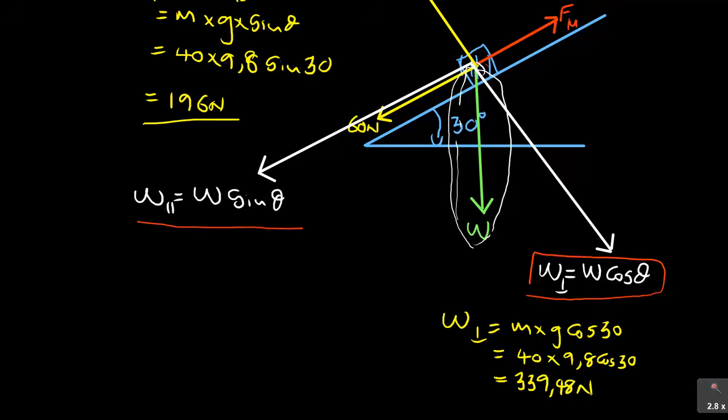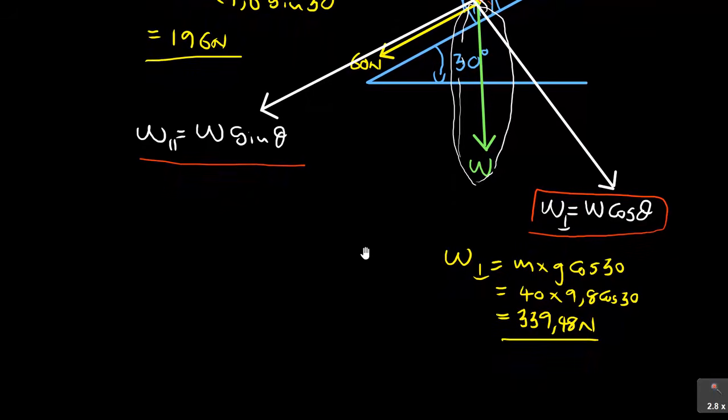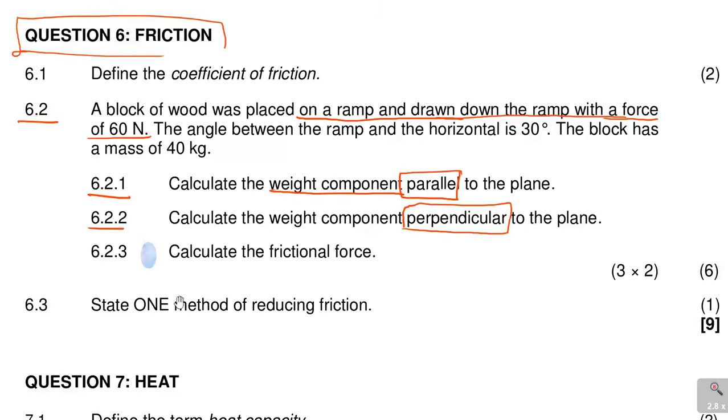So we've got 339.48. Remember, always leave your answer with the right units. Your answer must be in newtons. So we have now answered the first two questions, 6.2.1, the weight component parallel and the weight component perpendicular. Now the next, 6.2.3, says calculate the frictional force. That's what they're asking now. We need to find frictional force, which is our F mu.